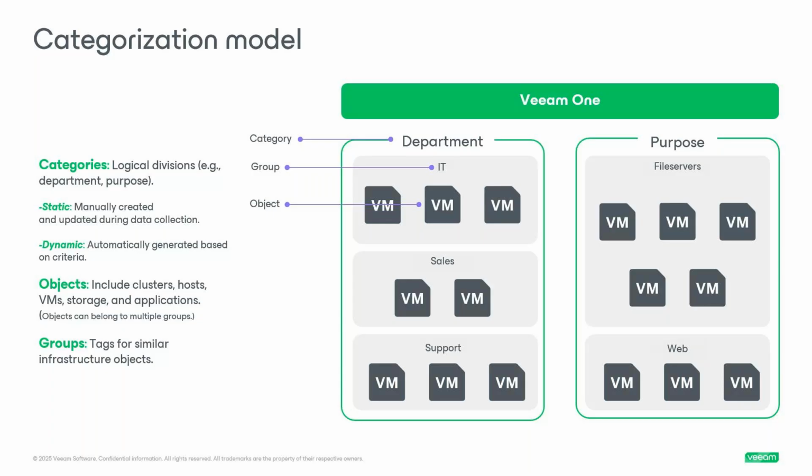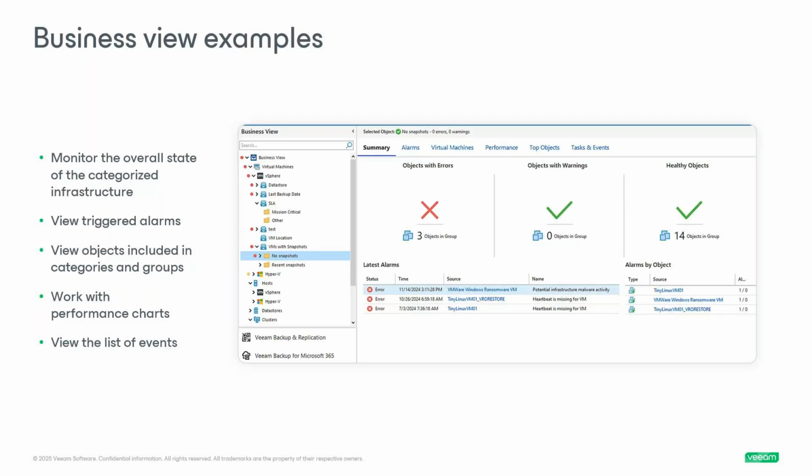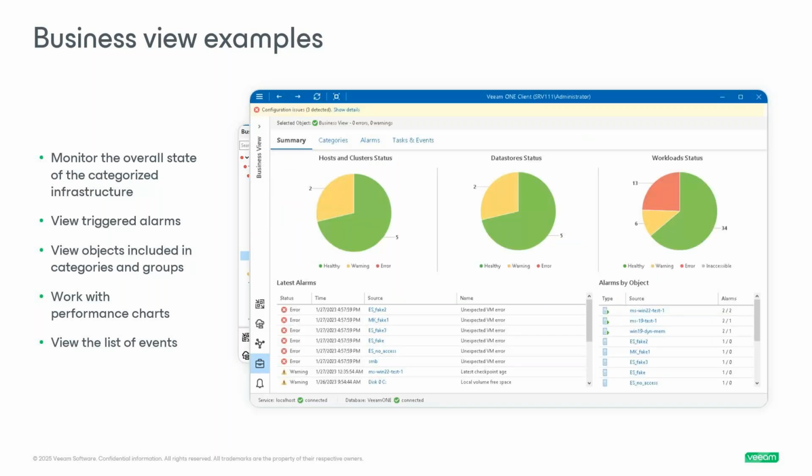Once you've created a category and its groups, you can use those as a source for alarms and dashboards. Essentially, you can use that as if it was its own entity. So you can monitor the overall state of the categorized infrastructure, view triggered alarms, view objects in the categories and groups, work with performance charts, view a list of events, create alarms based on that, and so on. This would be if you were to click into an example of a business view group, similar to other dashboards that we viewed earlier, but instead of looking at an individual host or cluster or VM, this would be that abstracted group that you created.